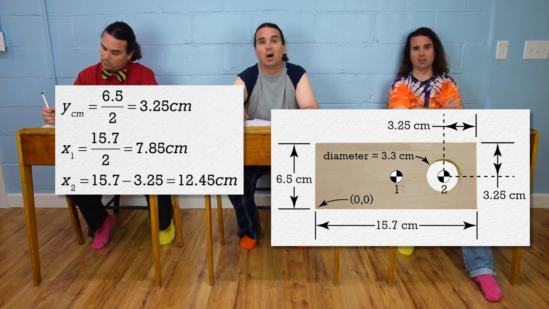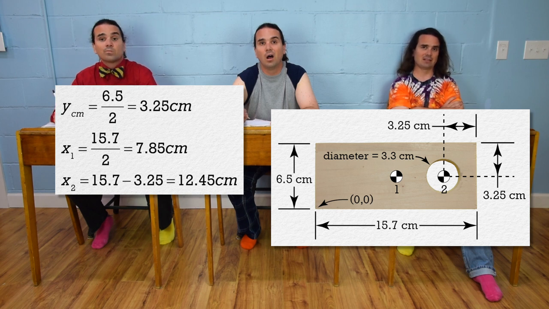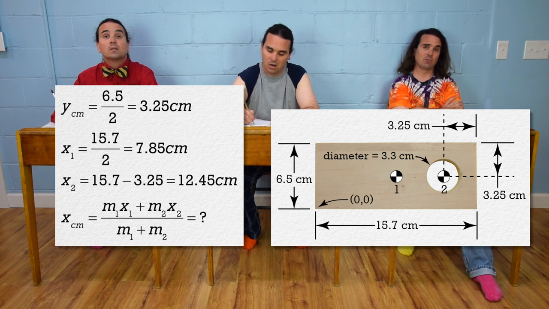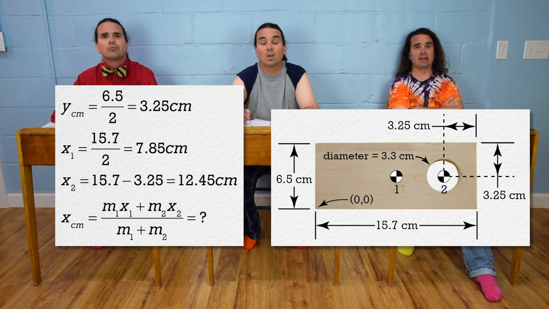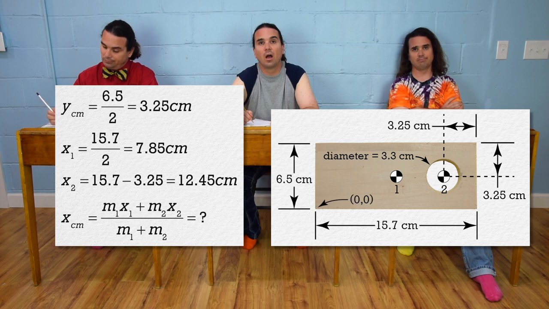We do not have the equation for center of mass of a system of particles written down yet, so let's write that down. Center of mass equals mass one times position one plus mass two times position two, all divided by the total mass. There are only two objects, so that's the full equation, which equals question mark.